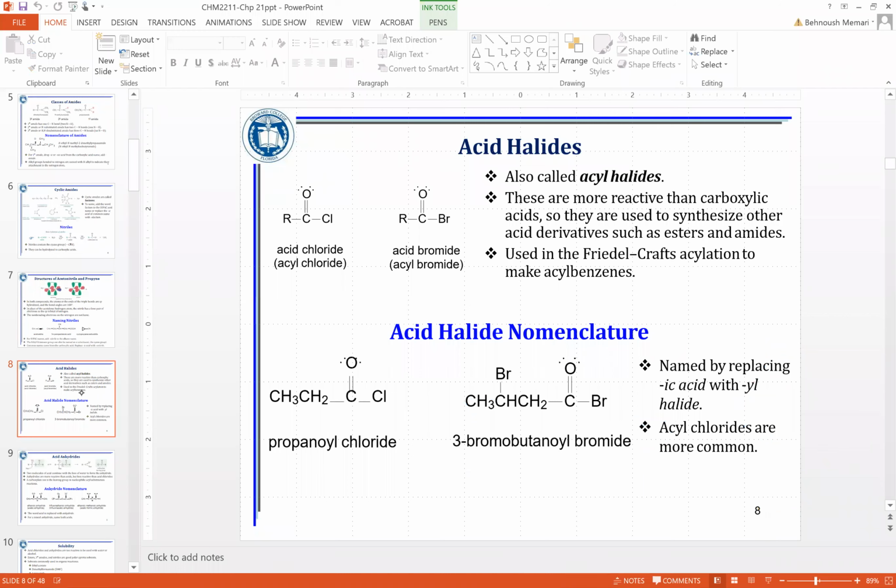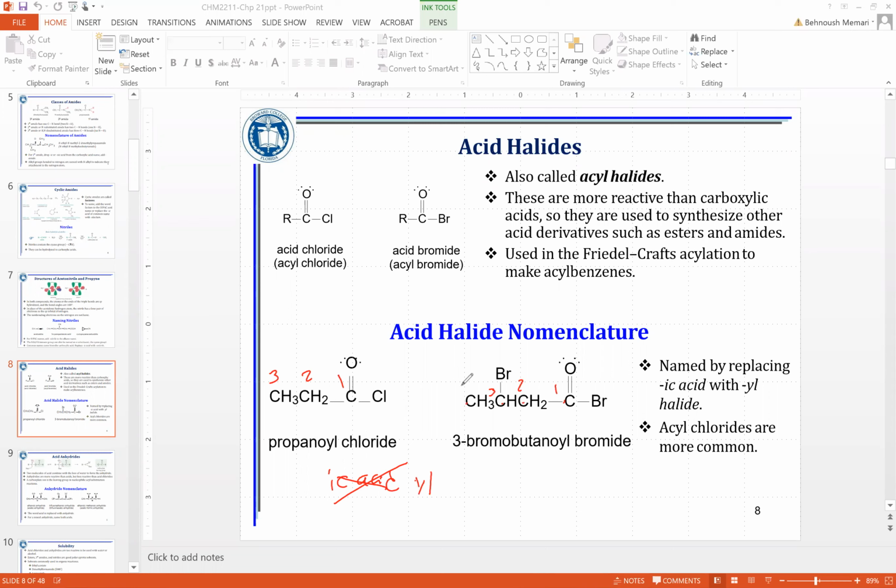Acid halide or acid chloride comes from the acid name, and then you add chloride. So instead of the ic acid, you are going to change that to yl chloride. If you have a 3 carbon acid, 1, 2, 3, with the OH here, it would be propanoic acid. So you drop the ic acid, and add yl and then chloride. Propanoyl chloride.